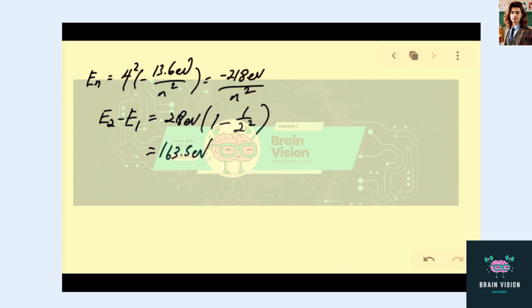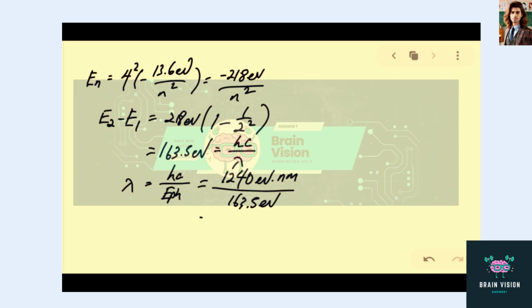Now to find the wavelength of the photon, we equate this to the energy of the photon, which is given as hc over lambda. So lambda equals hc divided by the energy of the photon. For hc we can use 1240 eV nanometers, and since the energy is in terms of electron volts, 163.5 eV, this will give us 7.60 nanometers.